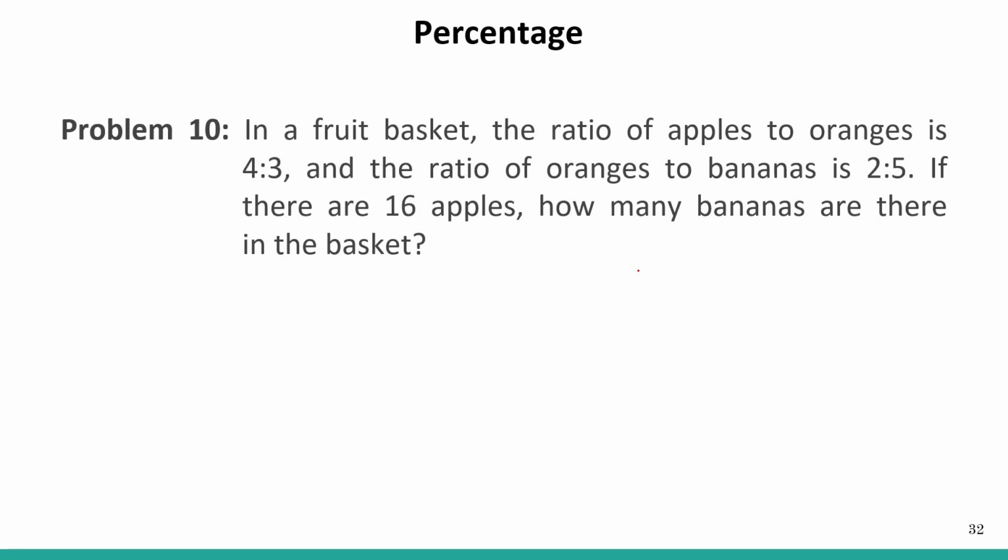So let's see problem number 10. In a fruit basket, the ratio of apples to oranges is 4:3. The ratio of oranges to bananas is 2:5. There are 16 apples. How many bananas are there in the basket?